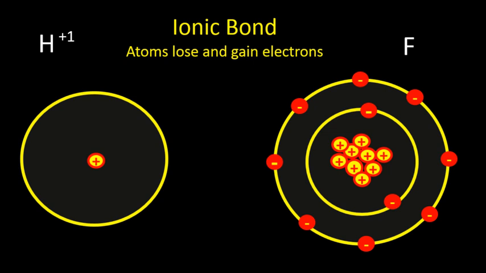It's positive because it lost an electron. It only has that proton, so it's a hydrogen plus 1. Fluorine has gained an electron, and so it is more negative. So now we have a positive ion and a negative ion. That positive and negative attract, and thus creates a bond, and this is called an ionic bond.